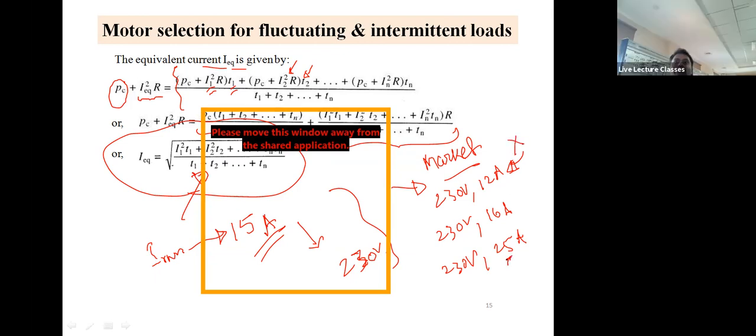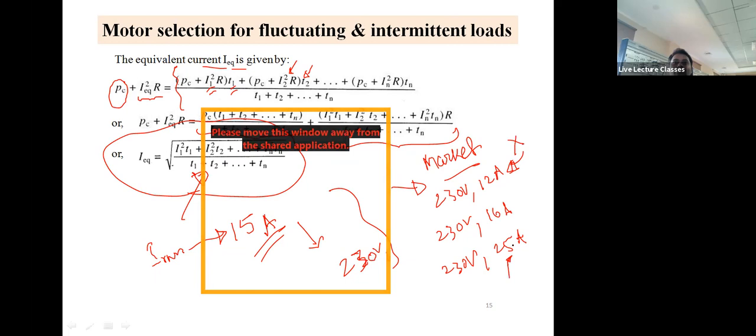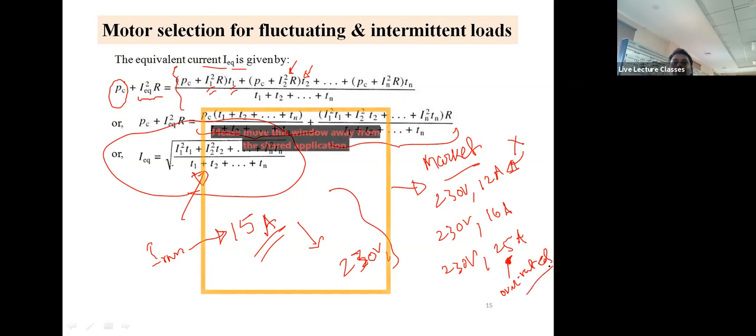Will you take this? We'll consider it, but obviously you can take this if you have lots of money. But the majority of people will not be buying this because this is an overrated motor. Instead of 15 ampere, you are taking 25 ampere, so that's called overrated. You can do it, but it's a loss of money. So the most economical is this motor, 230 volt, 16 ampere. So you have to find the motor rating in such ways.